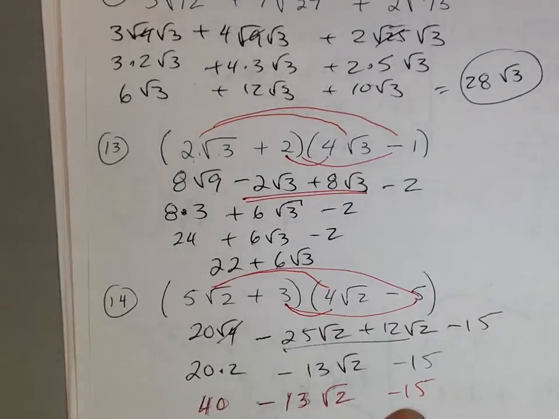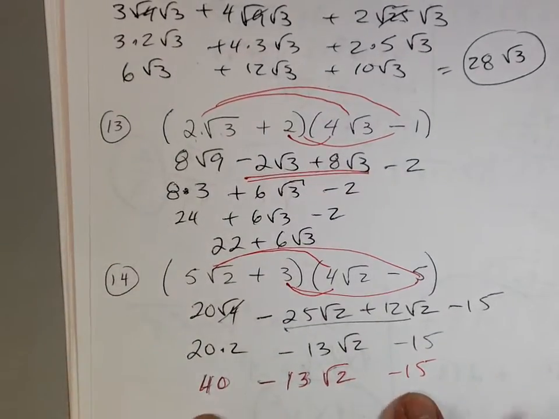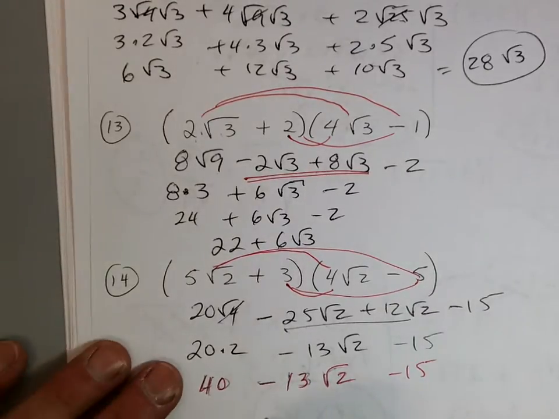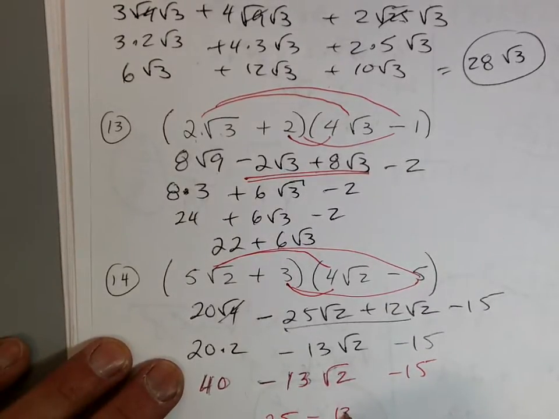Okay, now, put the integers together. 40 minus 15 is 25, right? So I'll have a 25 minus 13 square roots of 2.